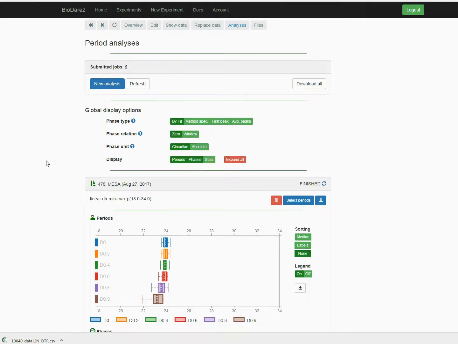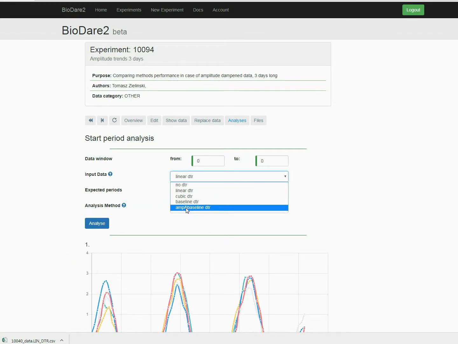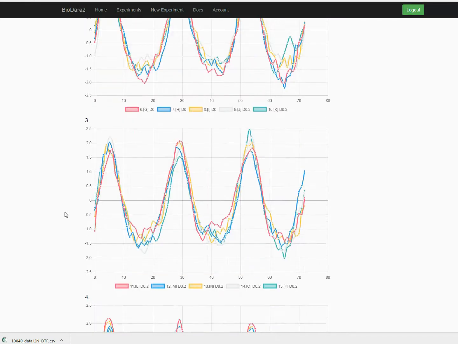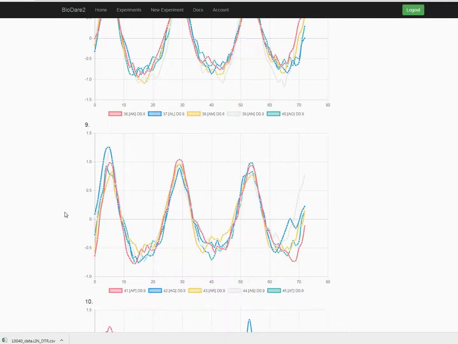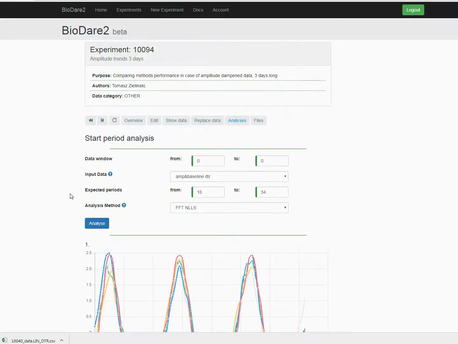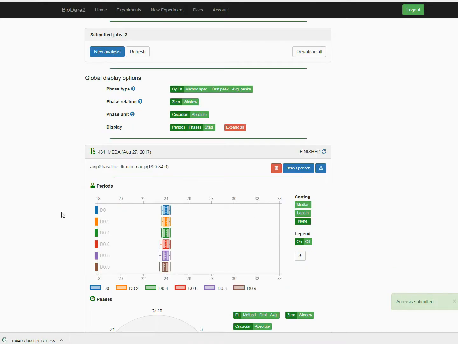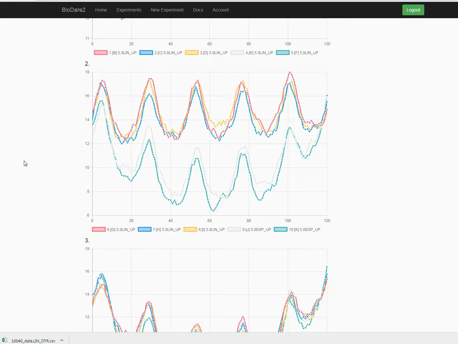Let's check if we can improve the results with amplitude detrending. I select baseline and amplitude detrending for the input data. If we check the time series, we can see that indeed this kind of detrending removed the dampening, and all of the oscillations have similar strength even for the weak original signal. After analysis with MESA, we are getting average period of 24 hours for all of the time series. So the detrending worked.